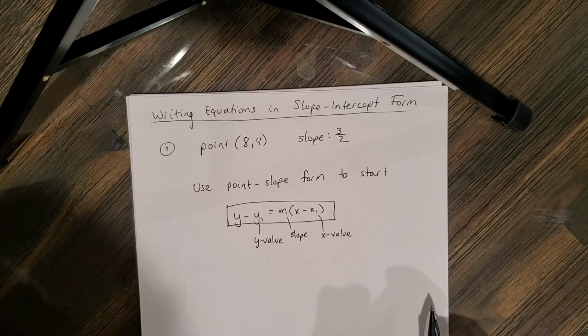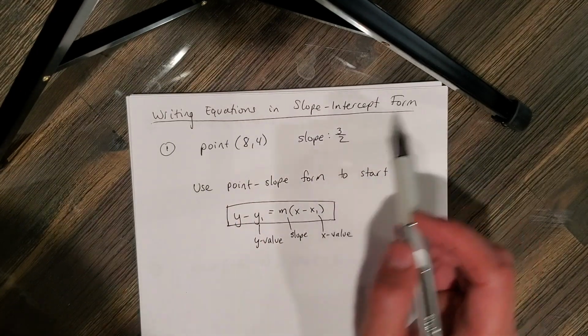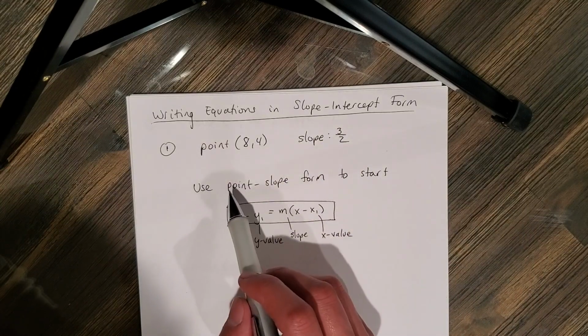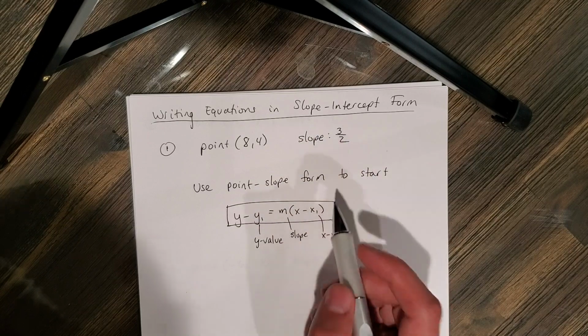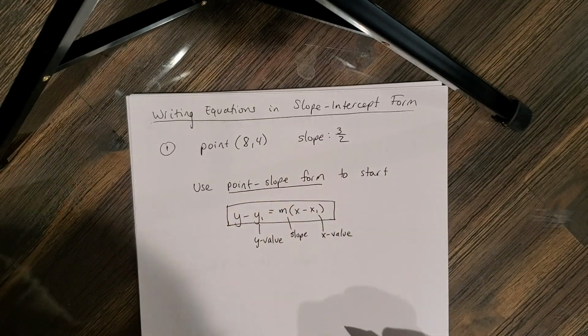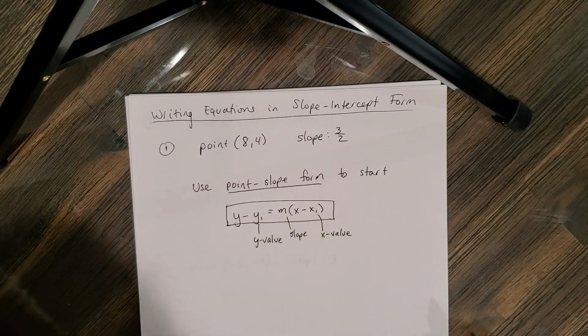So today we start a brand new topic called writing equations in slope-intercept form. Now we're going to be given a point and the slope to write an equation in slope-intercept form. Now, notice here I gave you a different form to start with. It says use point-slope form to start. So let's go over point-slope form.